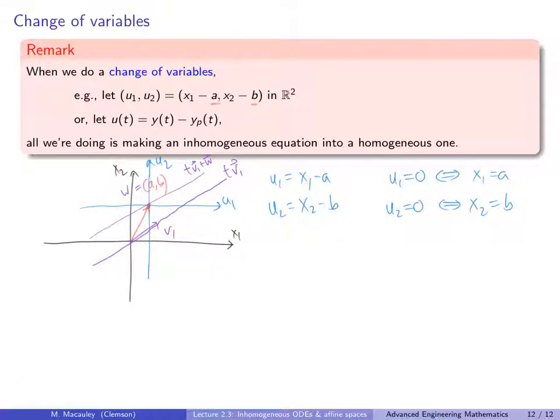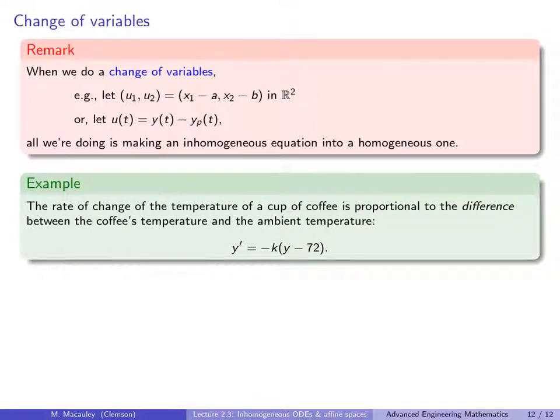So we're defining our axes, so this affine space is now a vector space. We're making an inhomogeneous equation, TV plus W, into a homogeneous one. Now let's do the same thing for differential equations. Here's an example that should be familiar from your Intro ODEs course.